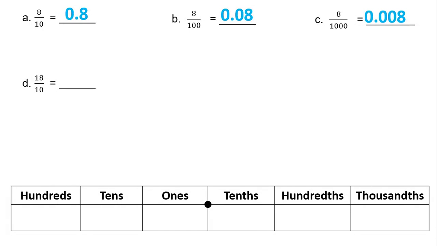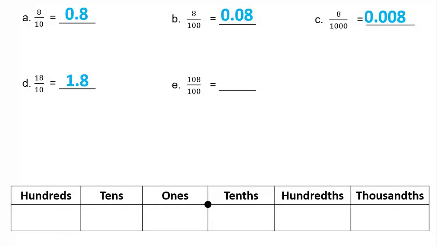Now we have 18 over 10. So we're going to place the 8 in the tenths place since the denominator is 10 and the 1 is regrouped to the ones place. So 18/10 is the same as 1 and 8/10.